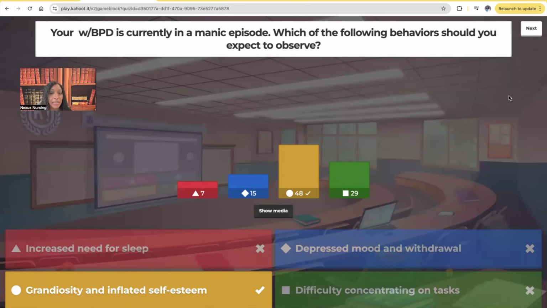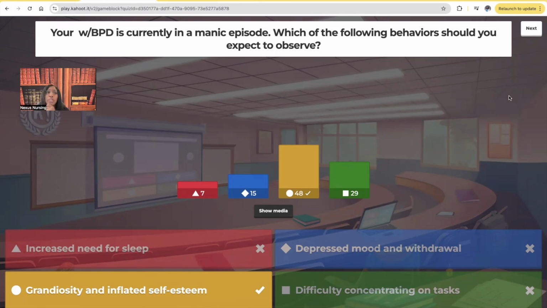Grandiosity and inflated self-esteem. Here's what's so crazy. I knew that I was going to stump a good amount of you guys. A good amount of you were going to choose difficulty concentrating on tasks, which, to be fair, that patient with bipolar disorder, they are going to have difficulty concentrating on tasks if they're in the manic phase because they're all over the place, right? Remember, nursing is all about critical thinking. It's all about the best answer. So you will have two answers that are correct, but which one is the most correct answer for your question?